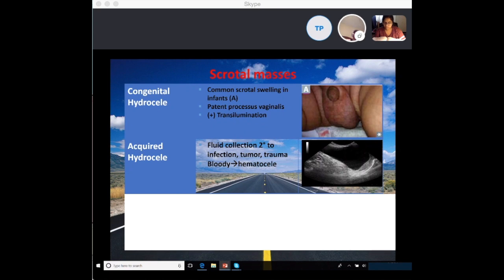Then you have acquired hydrocele. Again, we've got a fluid-filled sac along the spermatic cord within the scrotum, and this can be secondary to inflammation, infection, tumor, or trauma. If it's blood instead of just serous fluid, then it's called a hematocele. If it's a hematocele, it will not transilluminate. But if it's just inflammatory or serous fluid, then it will transilluminate.